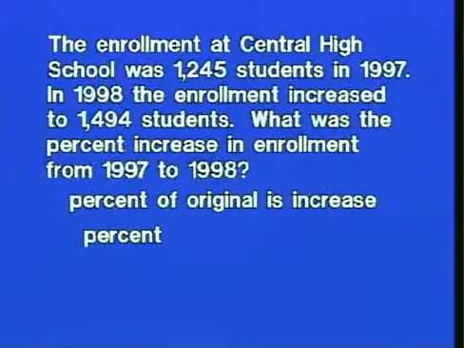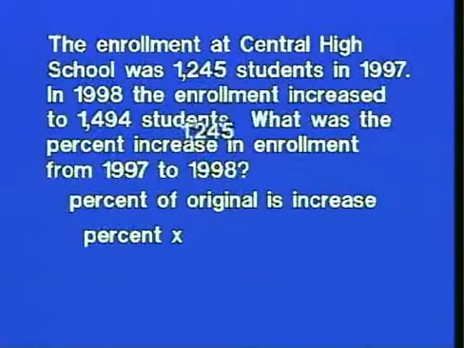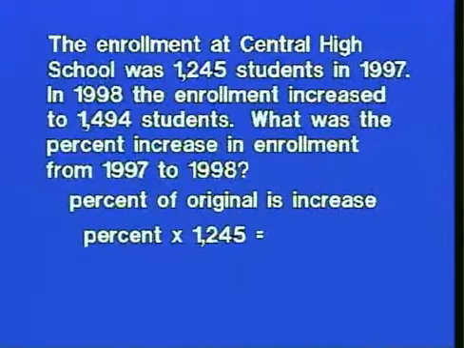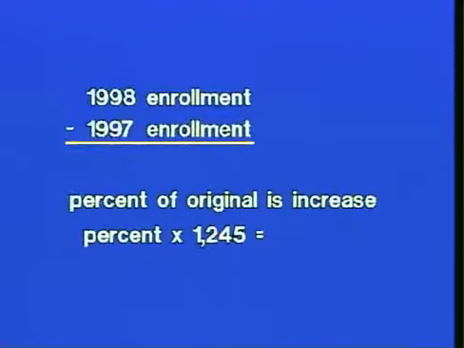So we're looking for a percent here, and the word of means times. Now the original amount, the original number of students is 1,245. The word is means equals. Now the increase refers to the amount of increase from 1997 to 1998 in this school. And here we have a calculation to make. And fundamentally, we understand that if we take the 1998 enrollment and subtract the 1997 enrollment, we'll get the amount of the increase. You see, you take the larger number and subtract the smaller one, basically, to get the amount that we increased from 1997 to 1998.